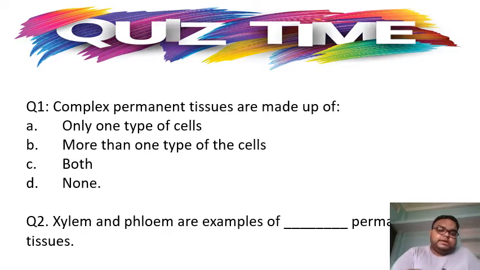Right. So the answer is that the complex permanent tissues are made up of more than one type of cell. Okay students? The complex permanent tissues are made up of more than one type of cell.